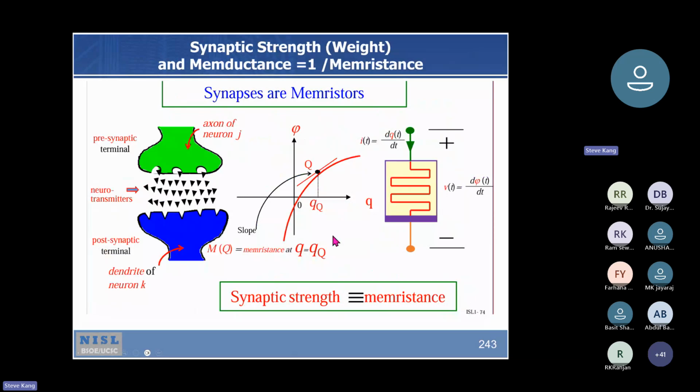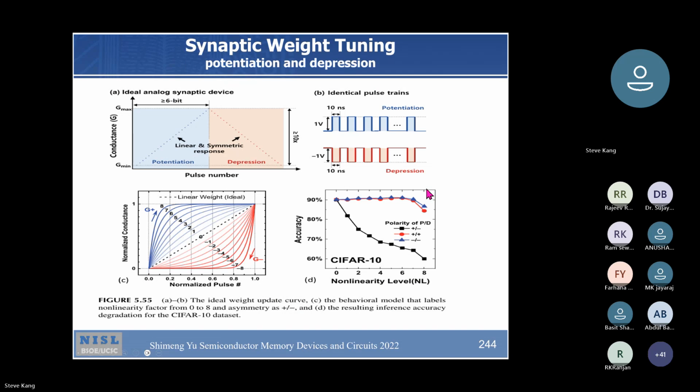And yeah, so this is a memristor, and then the synapse in a biological system, and how you can model this synaptic weight using a memristor. The synaptic weight tuning, potentiation and depression. So it's a linear and symmetrical case.